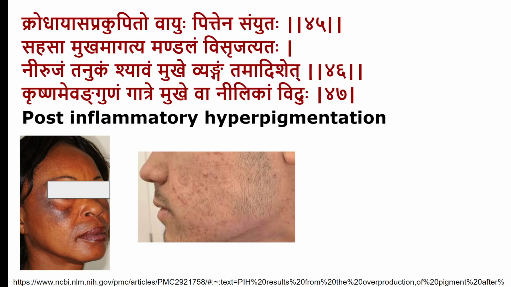Nilika and Vyanga are the two terms used when there are spots temporarily seen over the surface of the body, often over the face. When it occurs on the face, it's called Vyanga, and when it occurs elsewhere, it's also called Nilika. A temporarily bluish coloration seen over the surface of the body.